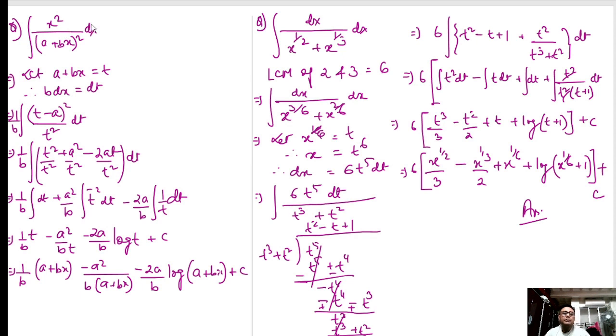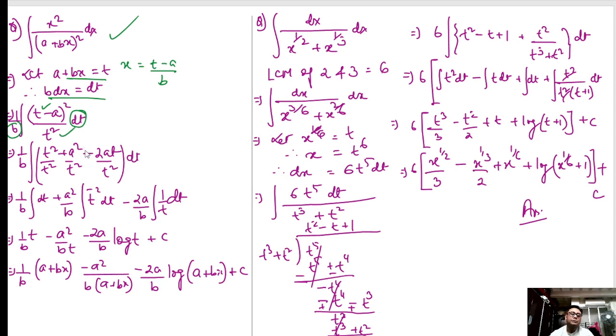So let's do this sum. So let us take a plus bx as t, so a will be 0, bx will be b dx equal to dt. So in this x is how much from here, x will be t minus a by b. So we are replacing this x square, dx is dt by b, and down I took as t square.